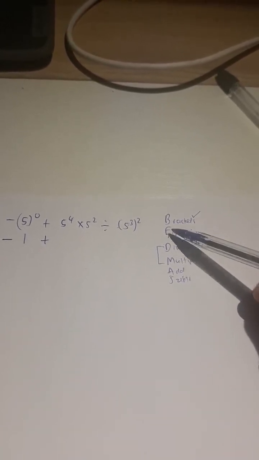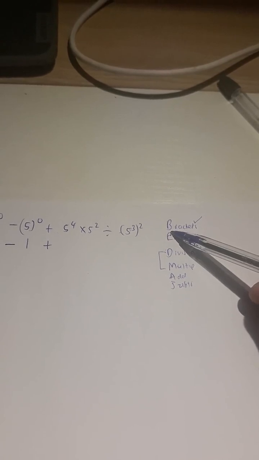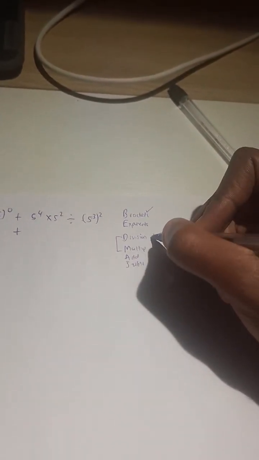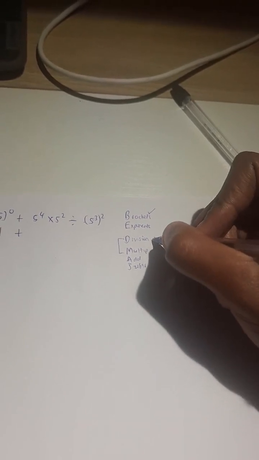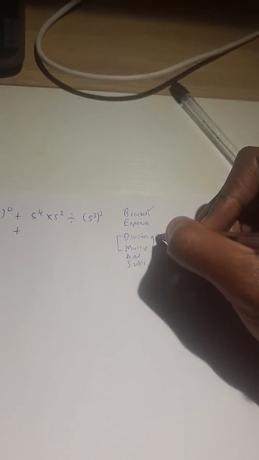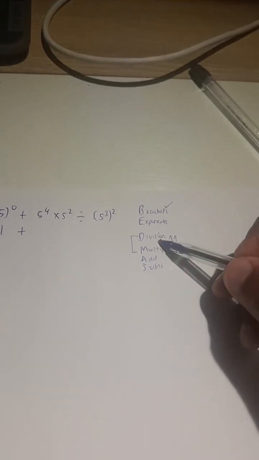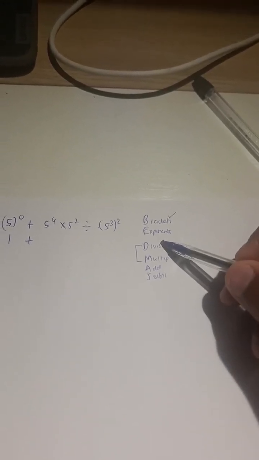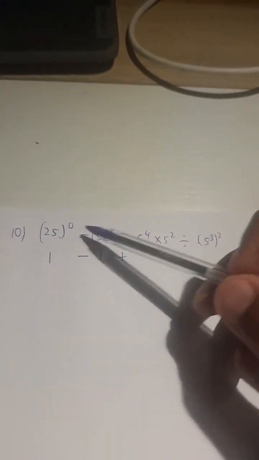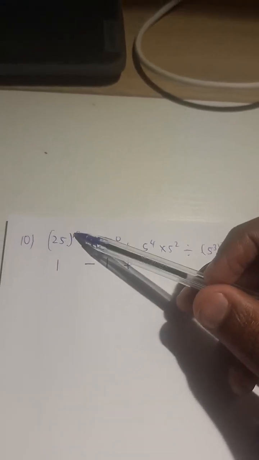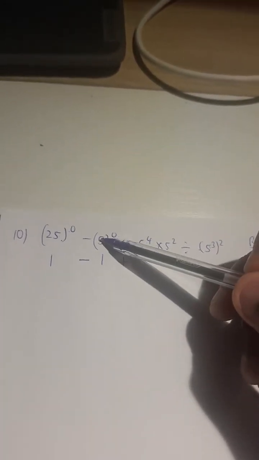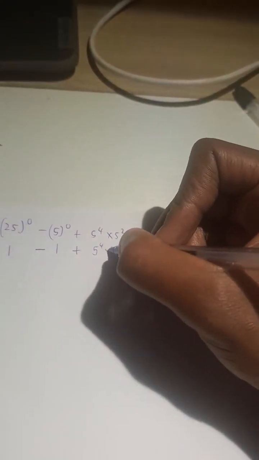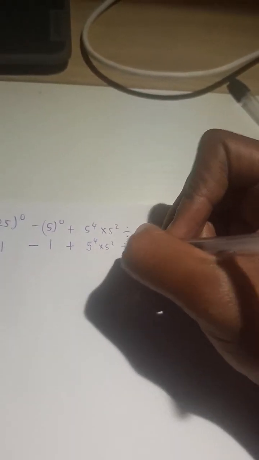Okay, BEDMAS, or we can say BEMDAS. So whether you start with division or multiplication is not of importance. You can start with division and then follow with multiplication, or you can start with multiplication then follow with division. But for now, we're still attending to the brackets. So 25 to the power 0, we've attended to. 5 to the power 0, we've attended to. For now, let's write 5 to the power 4 times 5 to the power 2 divided by.